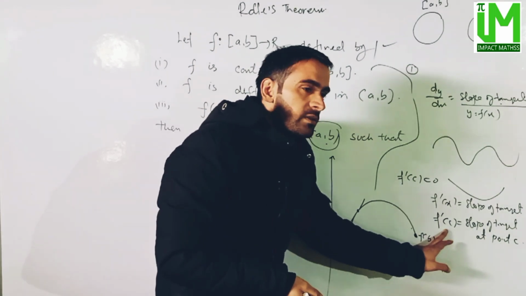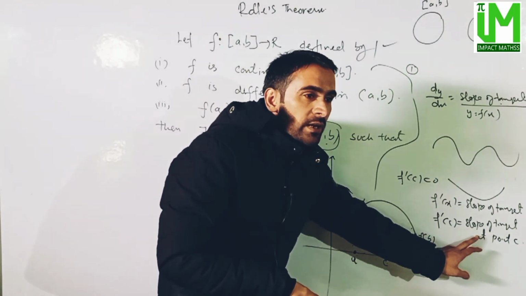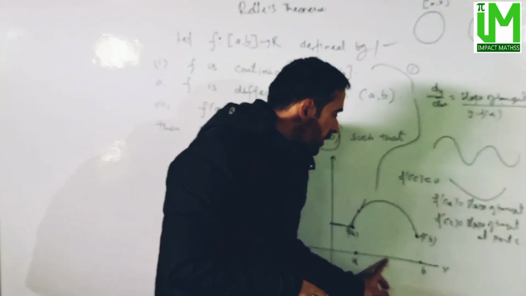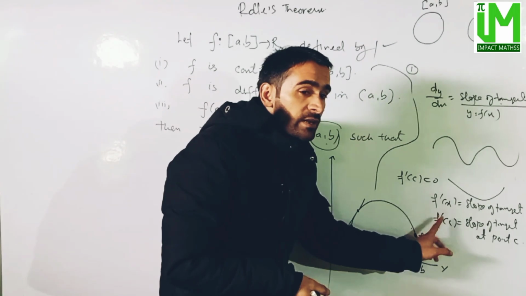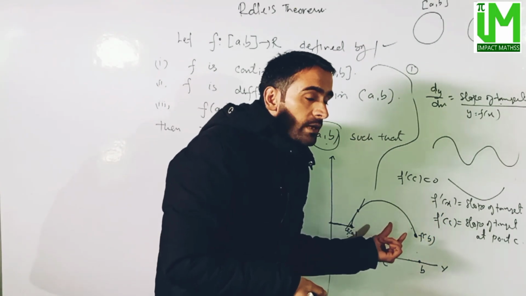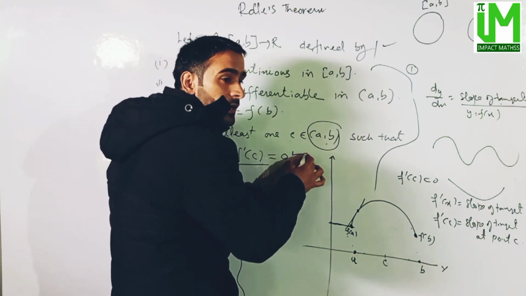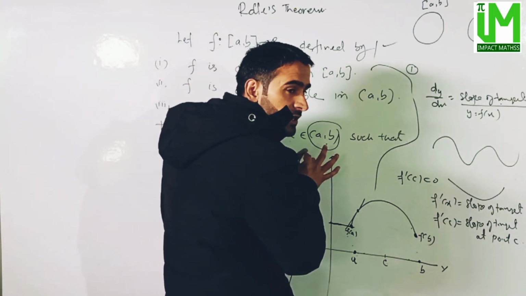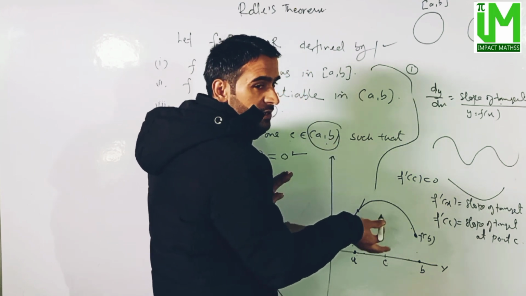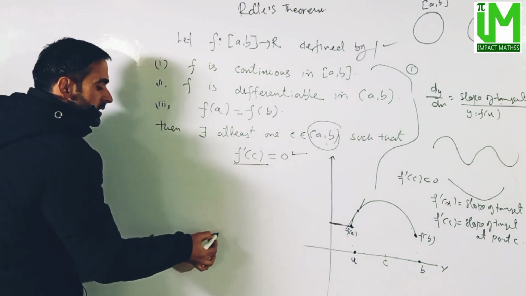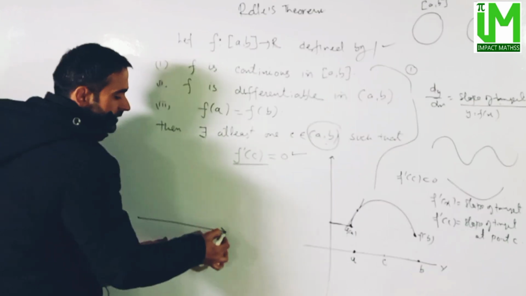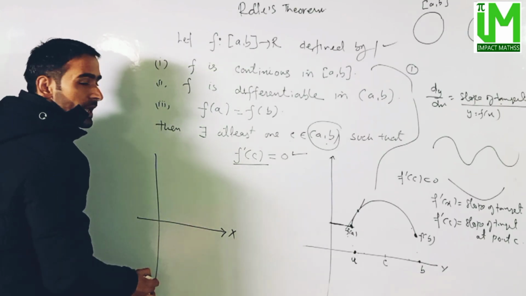f dash of c means slope of tangent at point c, that is, at that point c the slope of the tangent is equal to 0. Look, suppose this is the x axis, and this is the y axis.